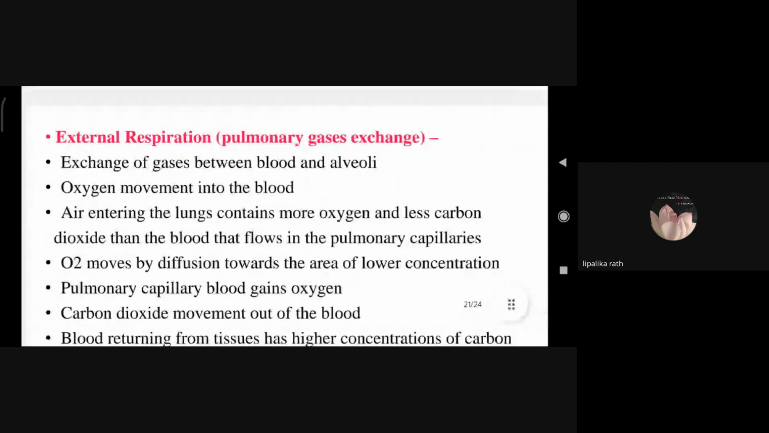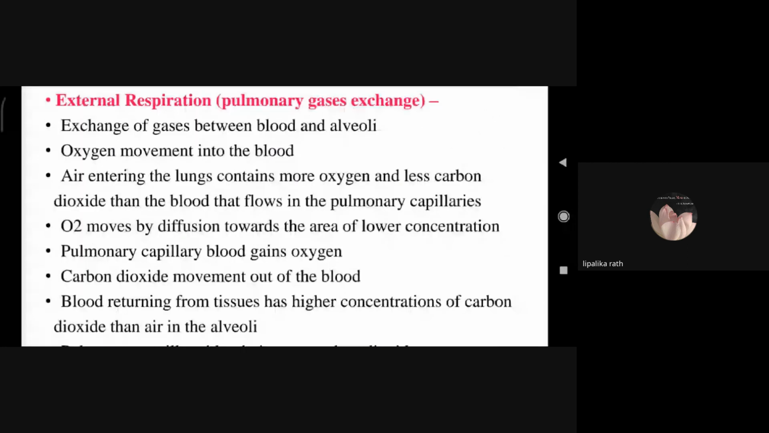Next is external respiration: exchange of gases between blood and alveoli. We already know these things, external and internal respiration. Exchange of gases between blood, means capillaries, and alveoli. Oxygen movement into blood: air entering the lungs contains more oxygen and less carbon dioxide than blood that flows into the pulmonary capillaries. Oxygen moves by diffusion towards the area of lower concentration.